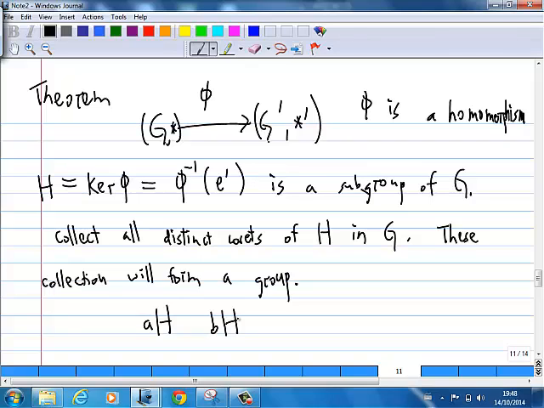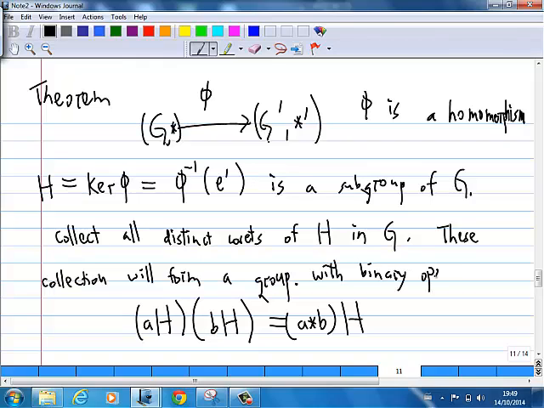Now I must know how to combine the cosets. Since I tell you they're going to form a group, you must know how to combine them. So aH times bH, what do you end up with? The easiest way you can think of is a times b, where a and b are in G, just (ab)H, with the binary operation. So this is how you multiply the cosets.